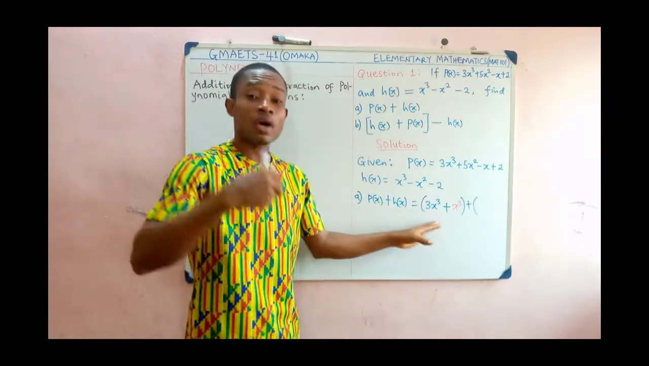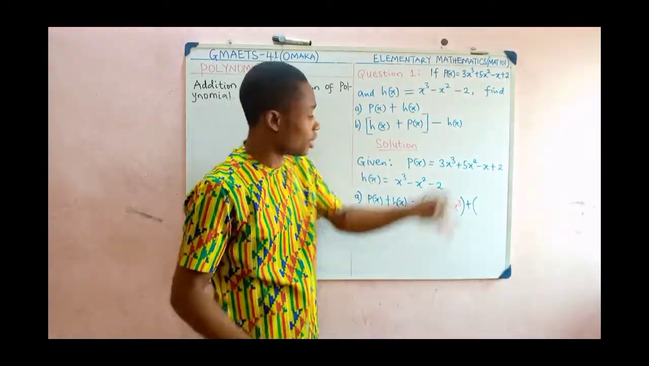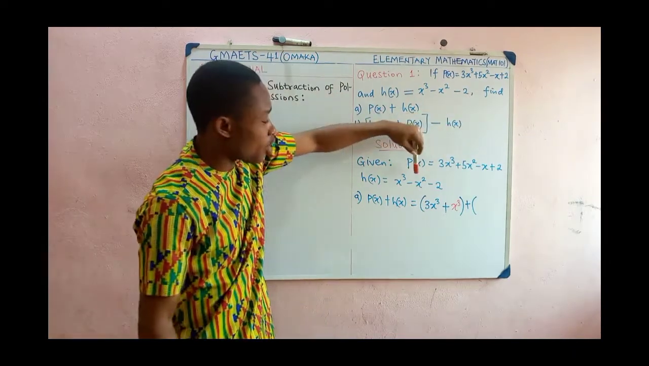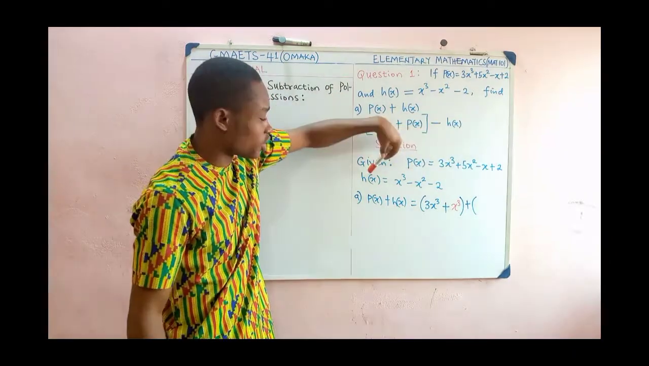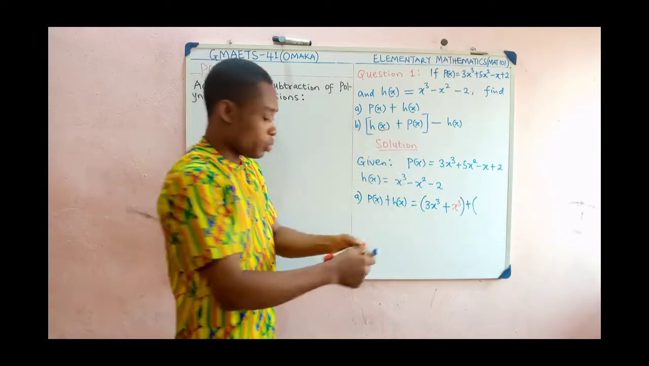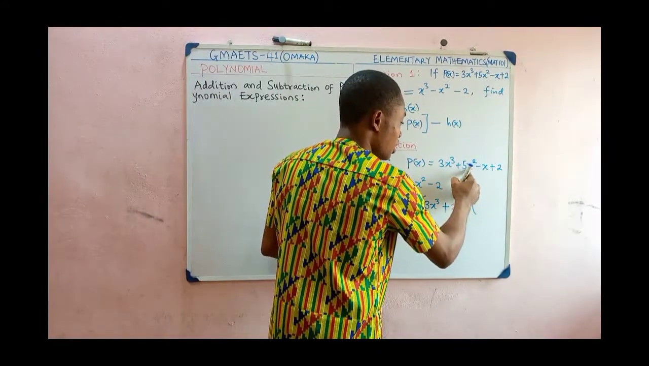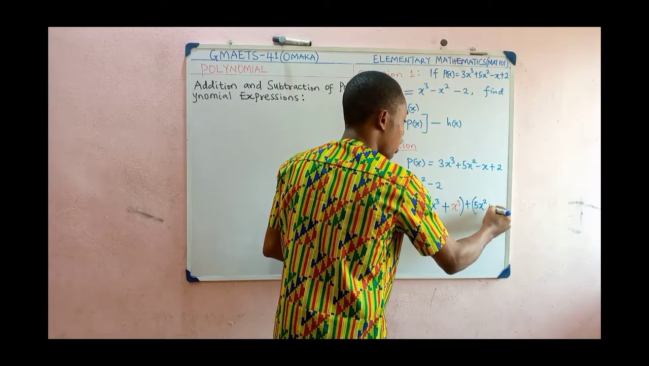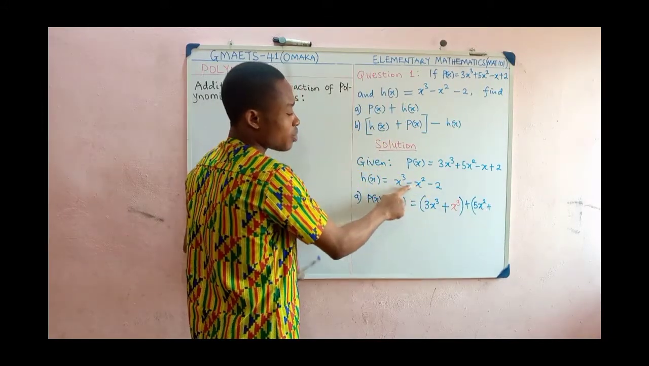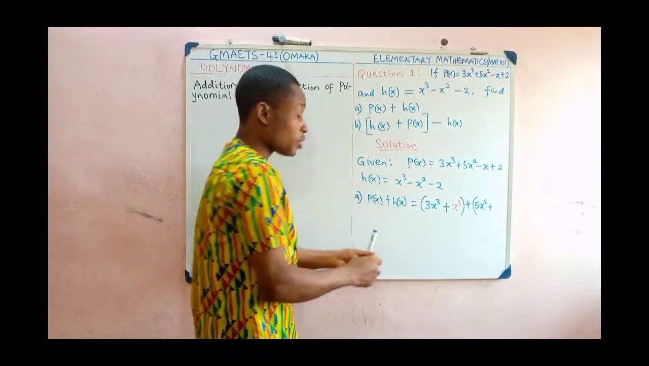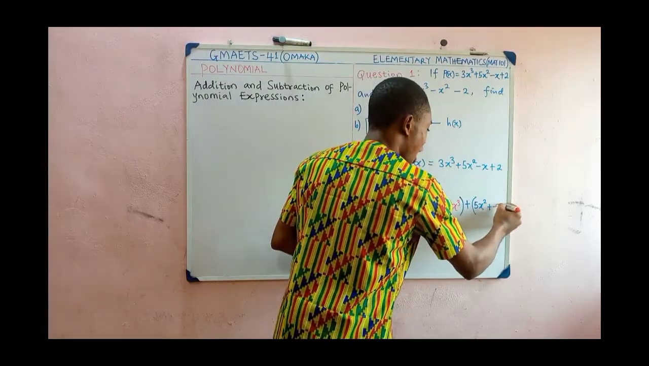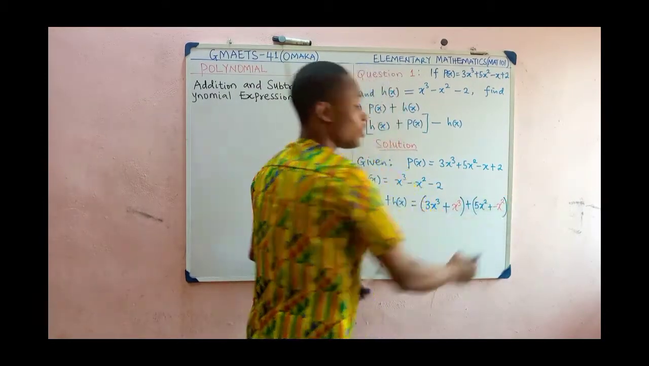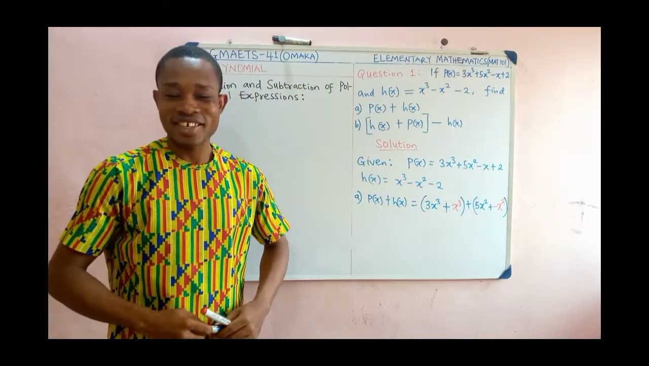We now check for x raised to the power 2 terms. Is that okay? Here we have x raised to the power 2 in p of x, the coefficient is 5. Then here we have x raised to the power 2 in h of x, the coefficient is minus 1. So you pick both of them. I'm going to write 5x raised to the power 2, then plus, good. Coming to this, remember this is minus. So you want to pick that minus x squared.